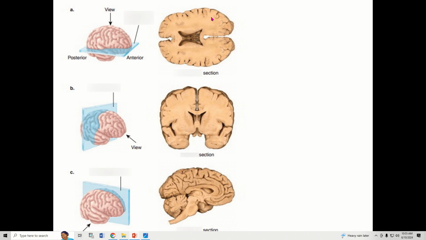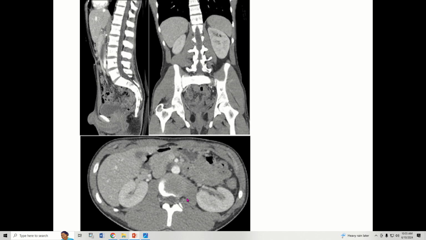This is what type of section? Horizontal section. This is coronal section. This is sagittal section. This is sagittal section. This is coronal section. This is transverse section. Liver, kidney. Vertebra posteriorly, in front, liver. Liver above, kidney below. Vertebra in the middle portion.